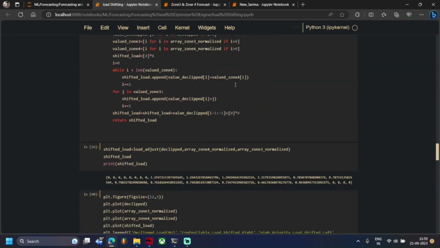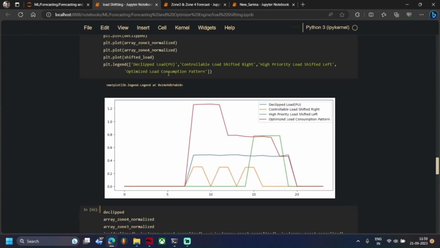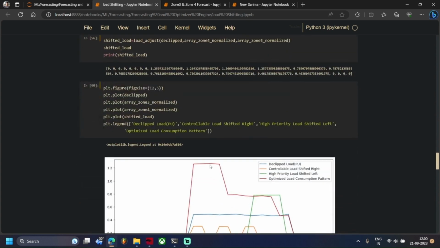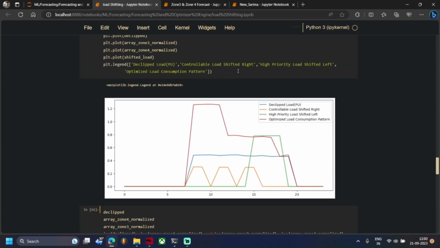So we adjusted the load according to the criteria, and we can see this rendered optimized load consumption pattern. We have shifted this green one, which is zone 4, to the right, and we have to face some 1.2 per unit, because obviously there are many local minima present over there. That was just stated; this was the global minima, but we have to use the local minima for our comfortability constraint as well. We have to fulfill that as well.